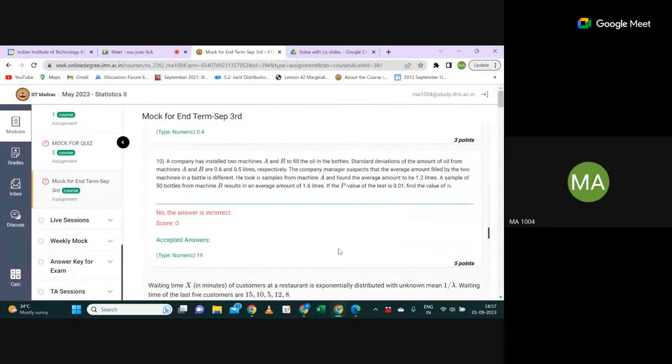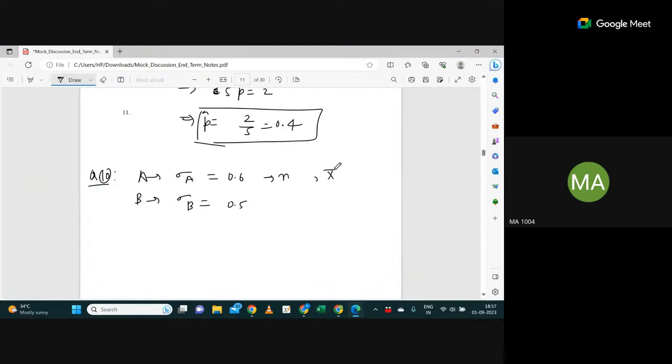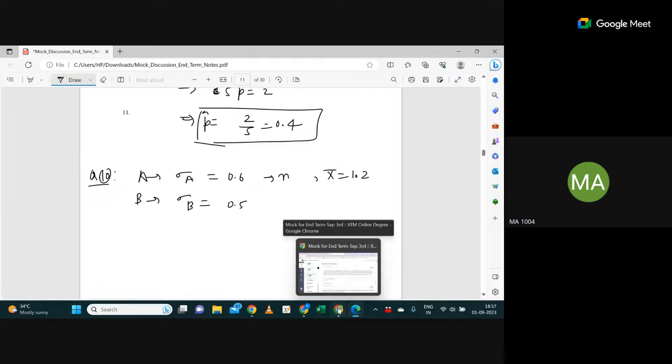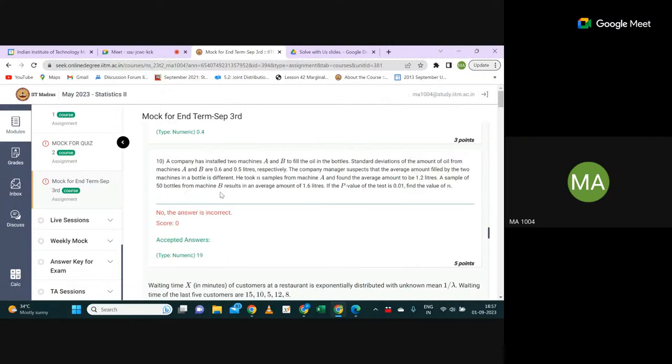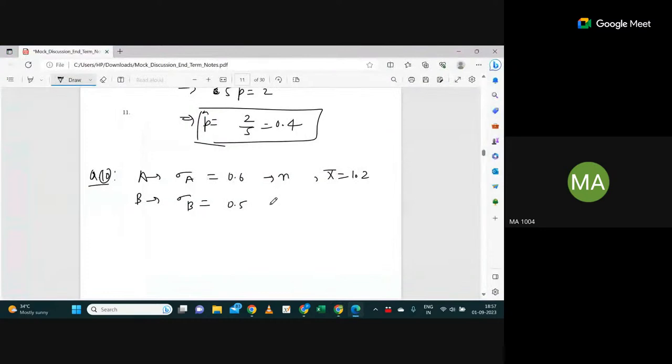The company manager suspects that the average amount filled by the two machines in a bottle is different. Okay. So he took N samples from machine A and found the average amount to be 1.5 liters, right? And a sample of 50 bottles from B results in average amount of 1.6 liters, and p value of test is 0.01. What is the value of n? Okay, so he took 50 samples for machine B, and he got the average amount as 1.6 liters. Okay, it's clearly a two sample test, right? Yes, sir. And what is the p value? P value is given to us, 0.01, right? Yeah.